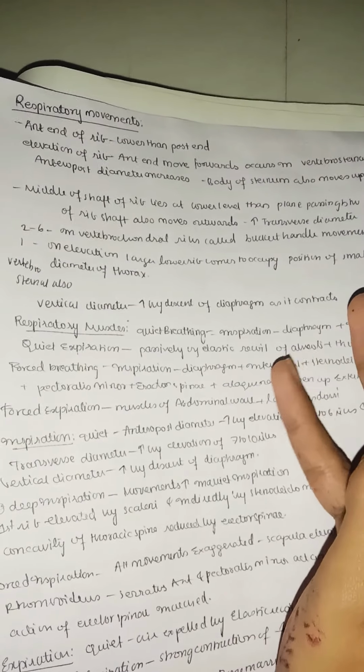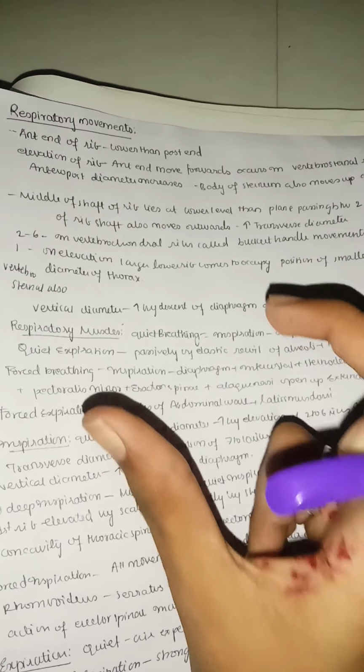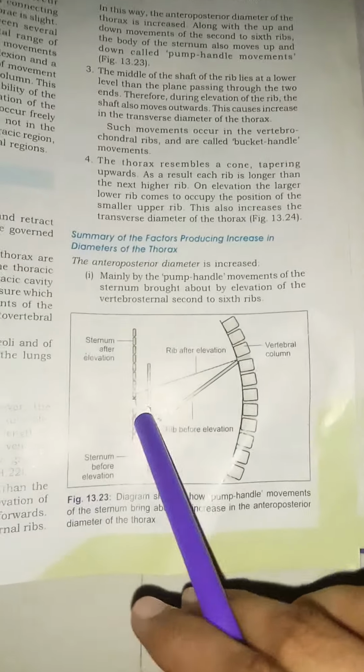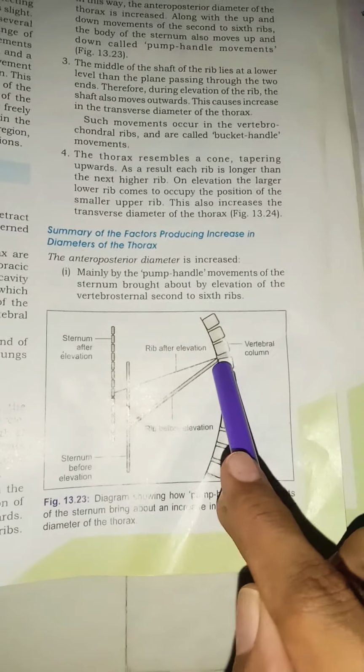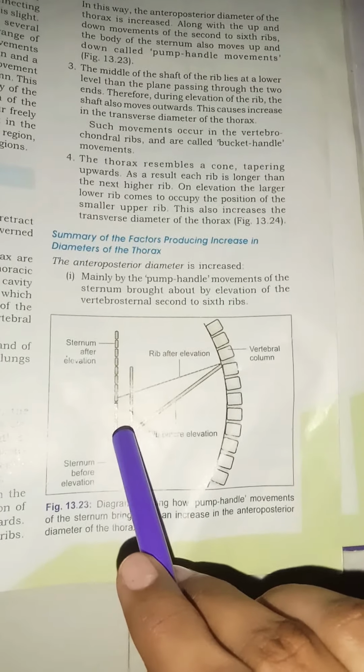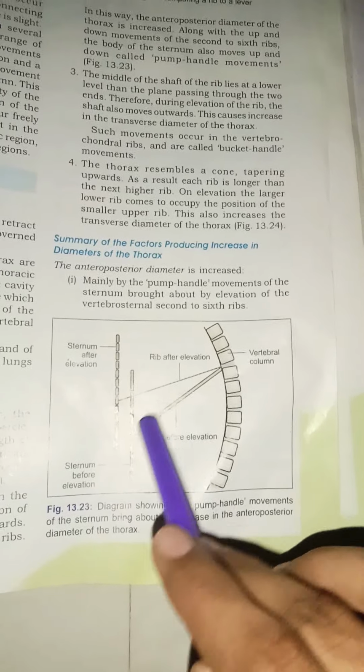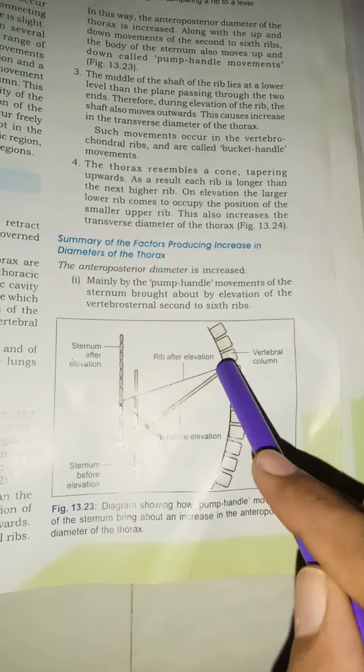The anterior end of the rib is lower when compared with the posterior end. By means of a diagram you can understand. For example, this is the anterior end of the rib, this is the posterior end of the rib, right? But the anterior end of the rib is somewhat lower. You can see it's lower, but the posterior end is higher.